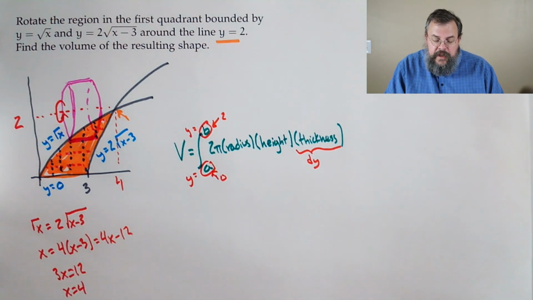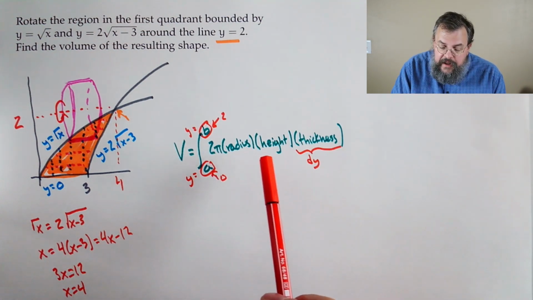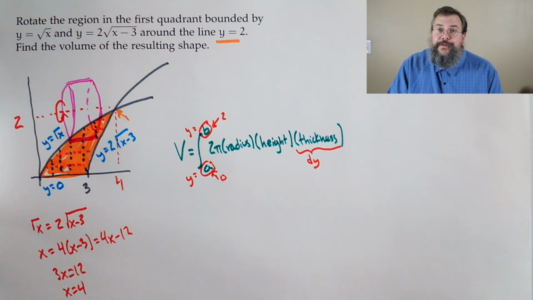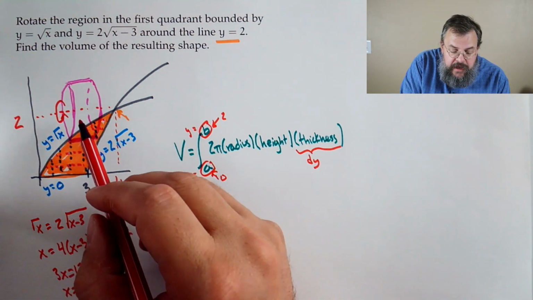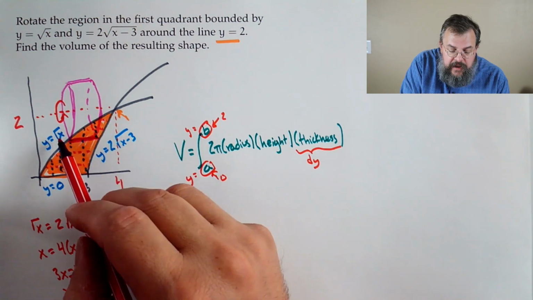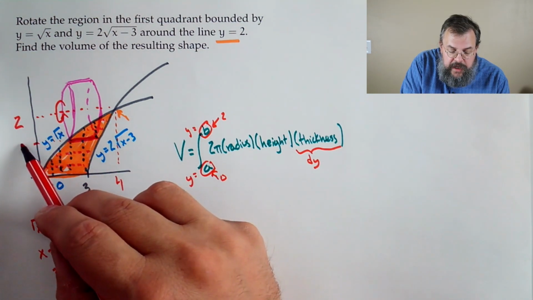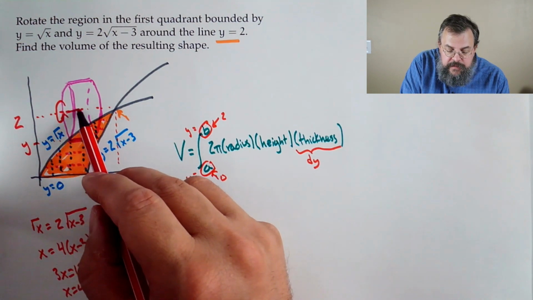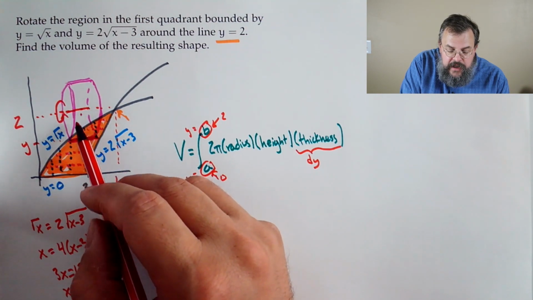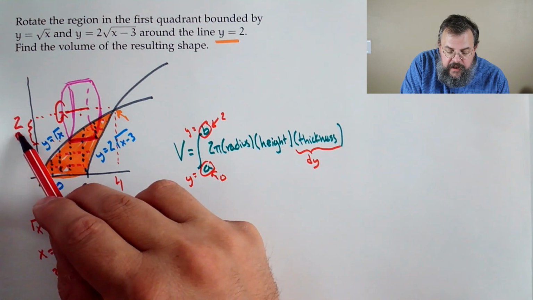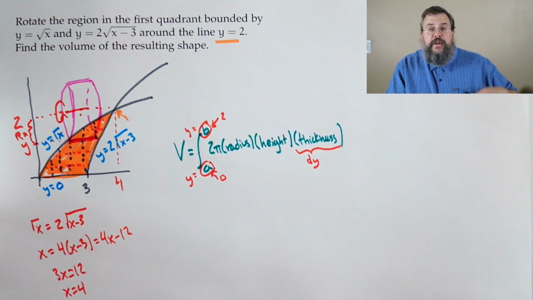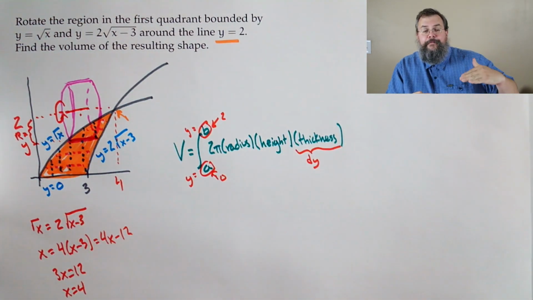Good progress. Now, two things left: the radius and the height. Let's talk about the radius. For the radius, that would be from our slice, and our slice we're thinking of as being a y, to where we're spinning. So in other words, the radius is really that distance right here. So that's the radius between 2 and y.